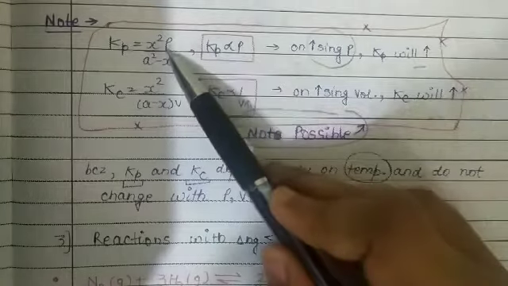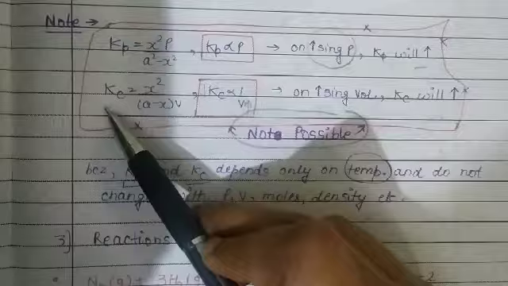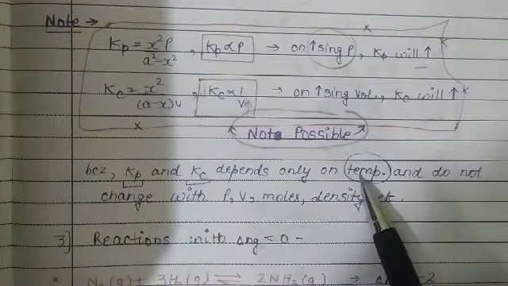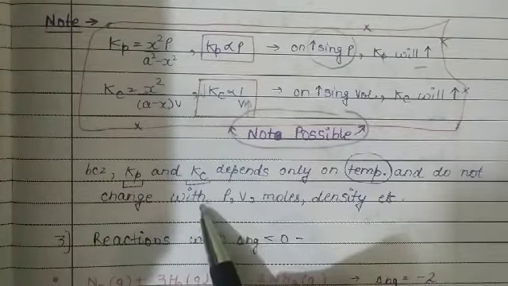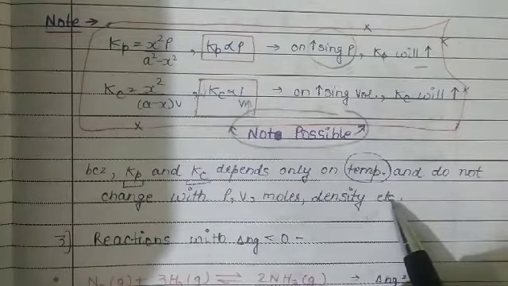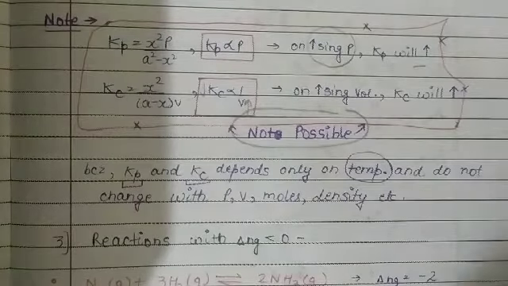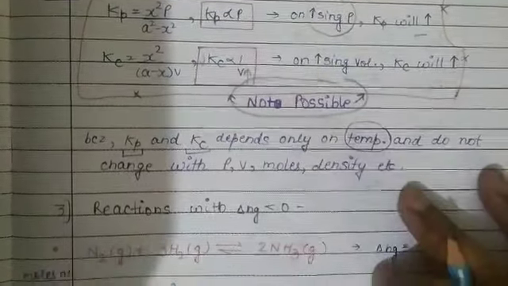When we change pressure or volume, there is no effect on the value of Kp and Kc. Kp and Kc only depend on temperature and do not depend on the pressure, volume, number of moles, density, etc. Now we are going to discuss another reaction in which the change in number of moles is less than 0.